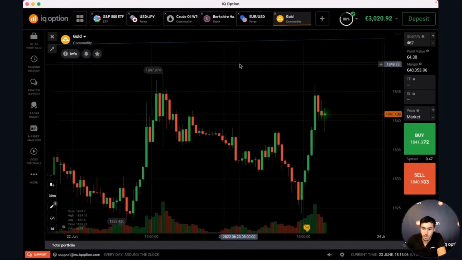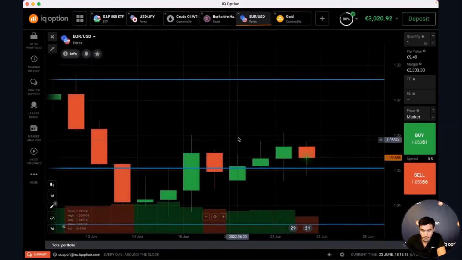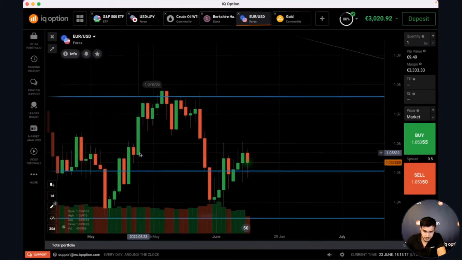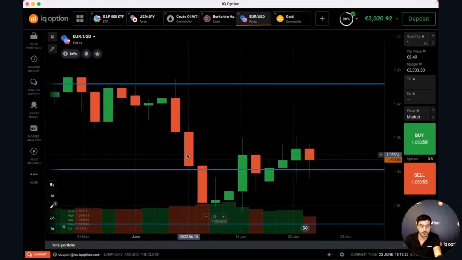Okay, we can start with Euro Dollar. I was checking Euro Dollar. We are in 5 minutes. Let's see one day. In one day, if we can see some engulfing, perhaps. See this example here.